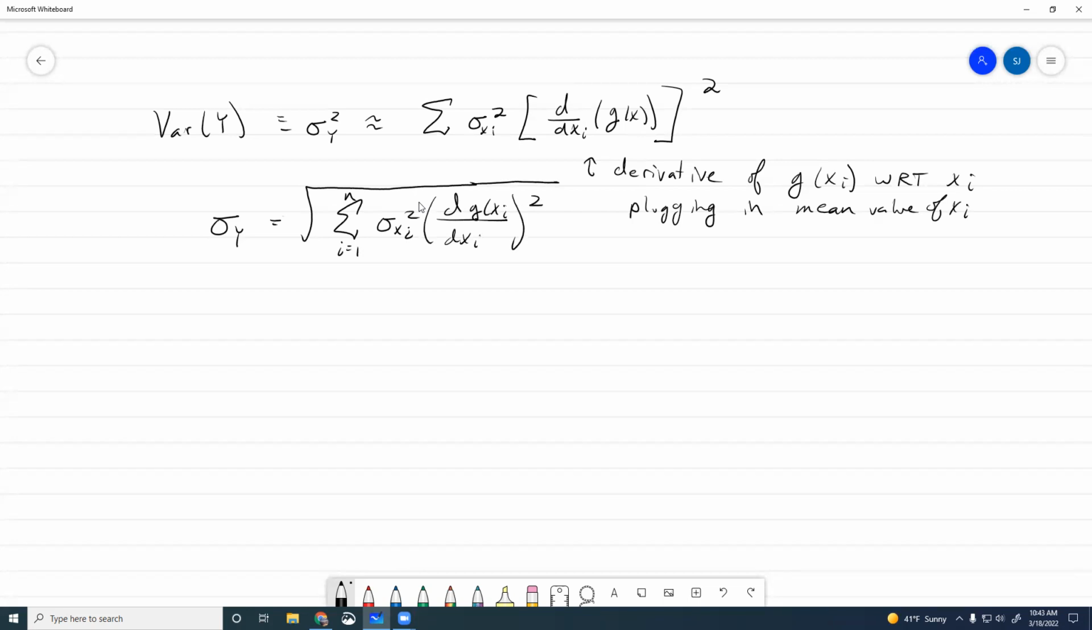And note that we can't get rid of these squares here because we're doing a summation. So it's going to be sigma x squared times the derivative of the function evaluated at x squared, plus the next one if there's multiple variables. And this is very similar to our propagation of error formula that we derived in hydraulics. So you'll see this again.